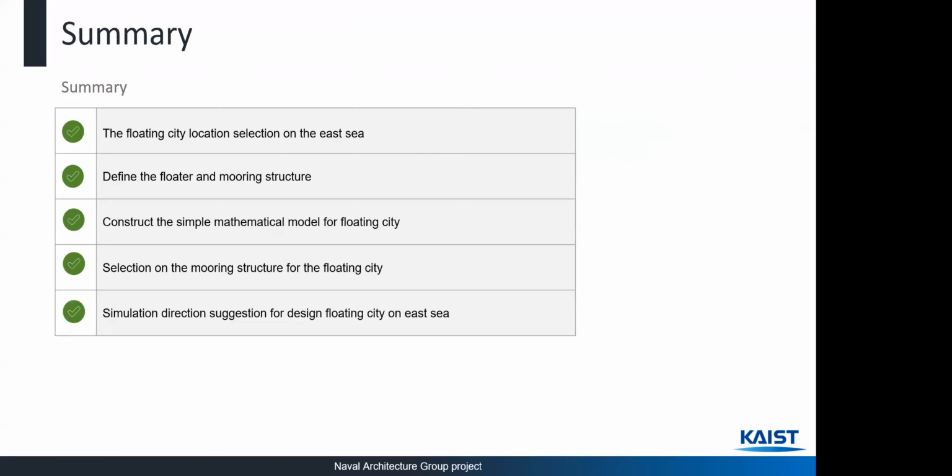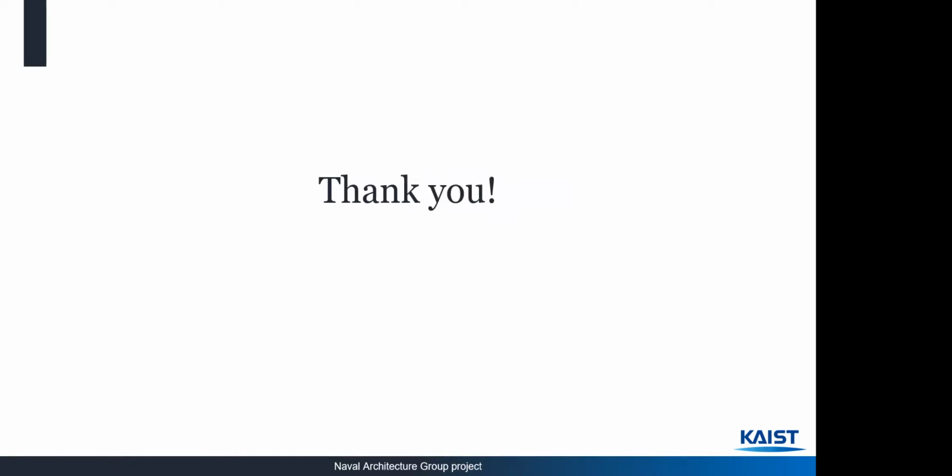Summary is as follows. The floating city location is selected on the EC and we choose the recommended area for installation. And we define the floater and mooring line structure and construct the simple mathematical model for the floating city. And we select the mooring structure for the floating city and we suggest the simulation method for designing the floating city on the EC. Thank you.